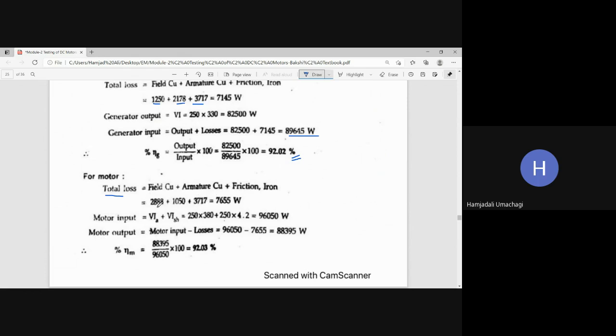All these things we have calculated in the beginning itself. So its sum will be 7655. This is the total loss. Now let us calculate motor input.